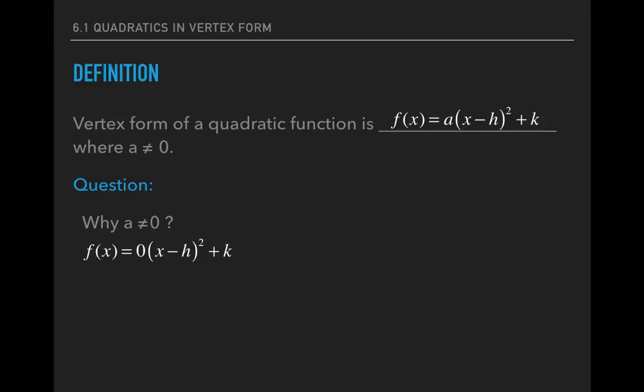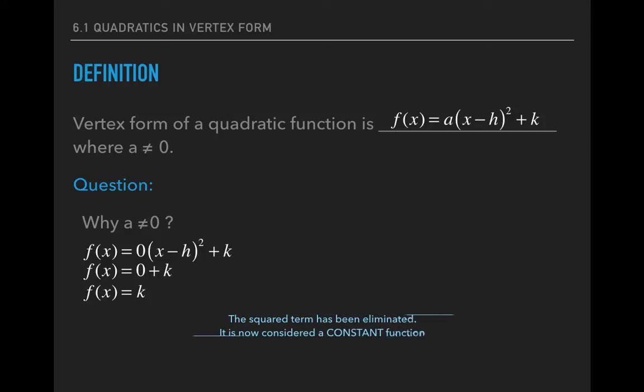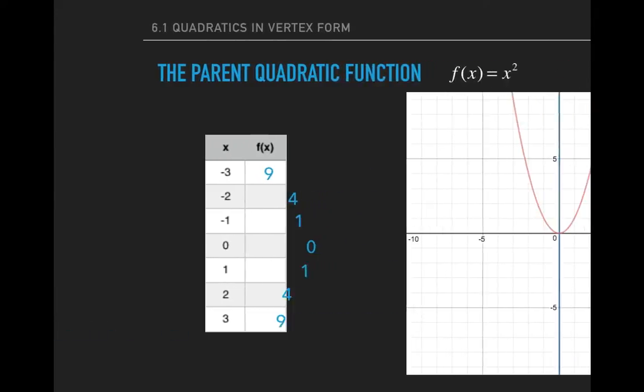If you substitute in 0 for a, then the product would be 0 for that first term, and all you'd be left with is 0 plus k, which is k. And that squared term now has been eliminated. You only have a constant. You only have that k value, and you're no longer working with a quadratic function. So it's really important a has to be a number other than 0.